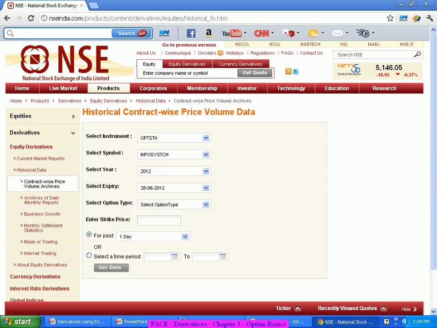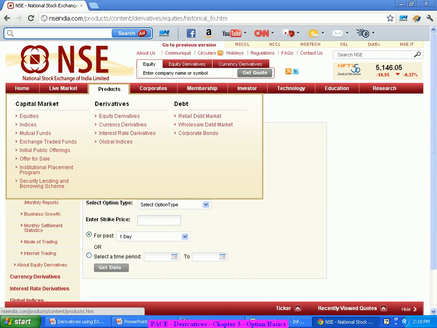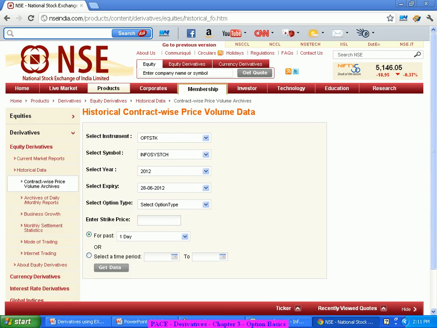In the nseindia.com website, you go into the products section, products and equity derivatives. So here I am selecting the option stock of Infosys 2012. The expiry date, again, options and futures both of them will expire on the last Thursday of the month. OPT STK, okay, this is option stock, option index.